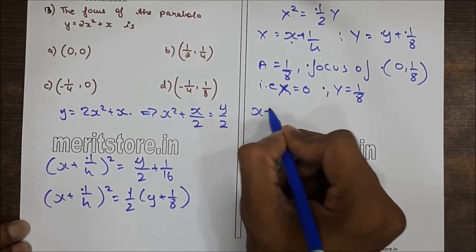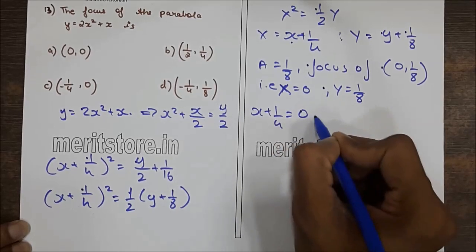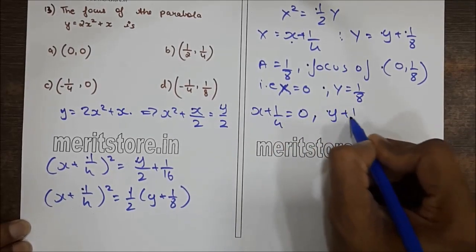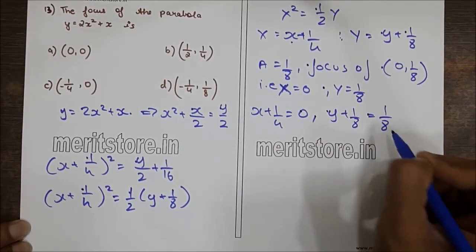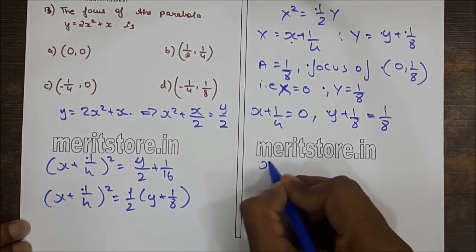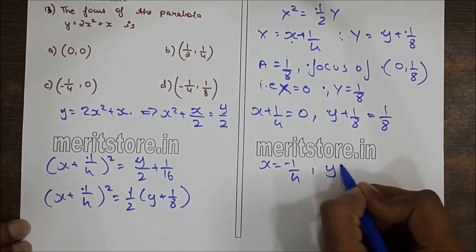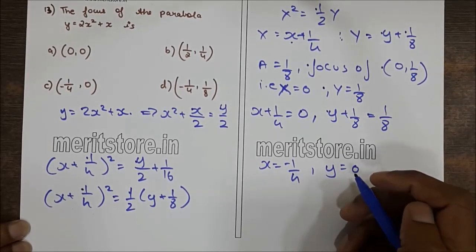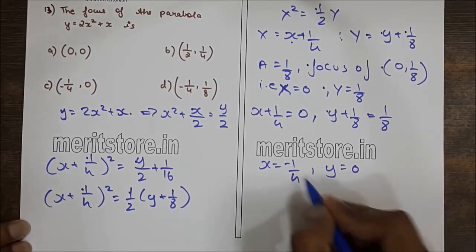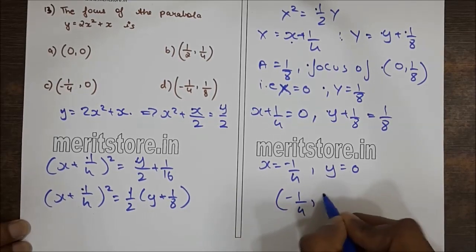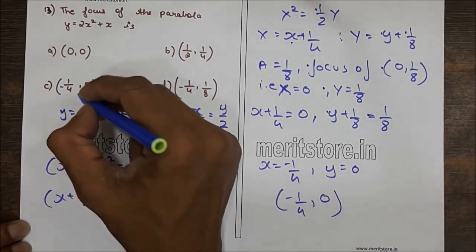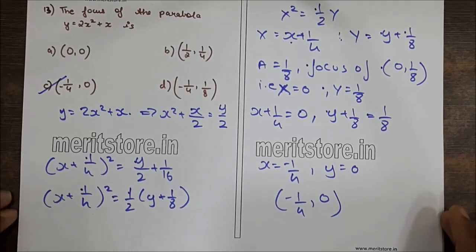Substituting this, we get x plus 1 by 4 equal to 0 and y plus 1 by 8 equal to 1 by 8, where we get x is equal to minus 1 by 4 and we get y is equal to 0. So the focus of the given parabola is minus 1 by 4 comma 0, which is our option C. Therefore option C is the correct answer.